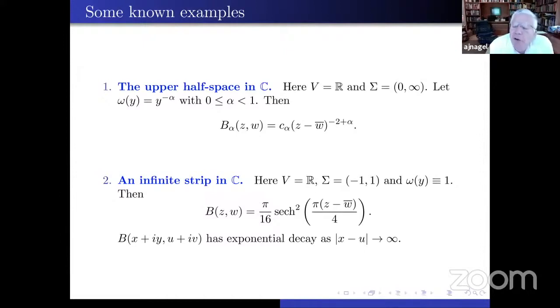The reason for choosing omega identically 1 is that I don't know a closed formula for the weighted Bergman kernel in these cases. However, even in the unweighted situation, one can see explicitly in this example that there is going to be exponential decay as x minus u goes to infinity.